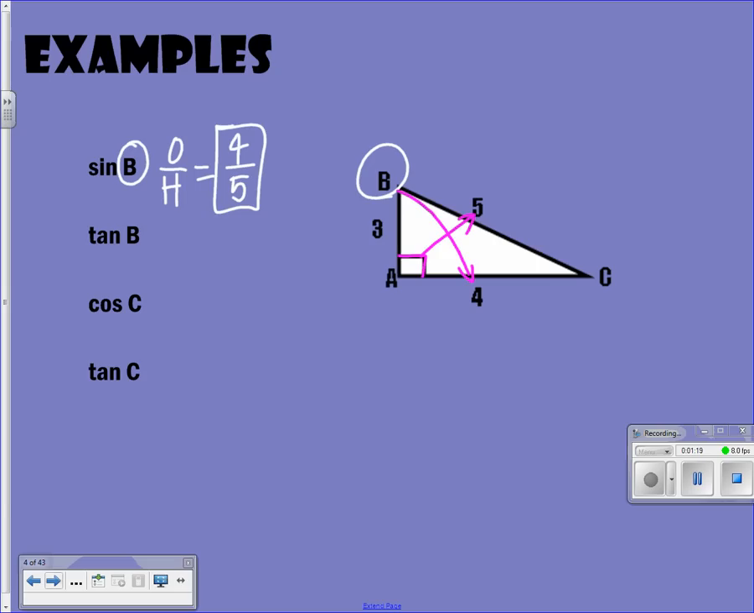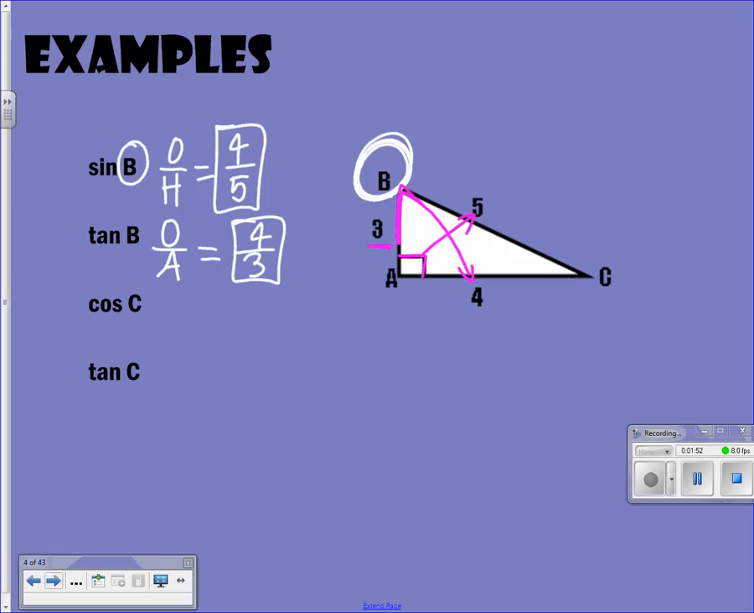The tangent of B, TOA, is opposite over adjacent. So we already said that opposite our angle, again, always start at the angle that you're looking at, is the side with the 4. And the adjacent, sometimes it gets confusing, is the one that's literally attached to my angle B, so that's going to be my 3. So the ratio here is 4 over 3. You should not divide these out. You should leave them as fractions because all of these are ratios.